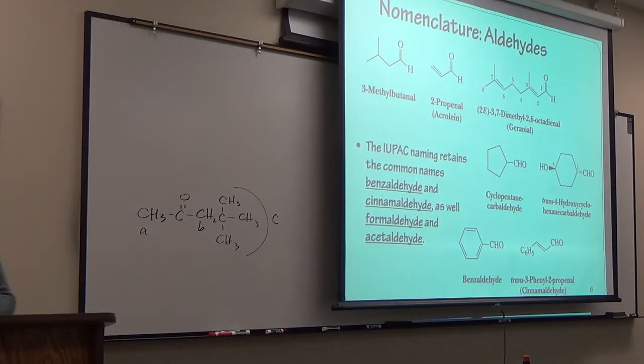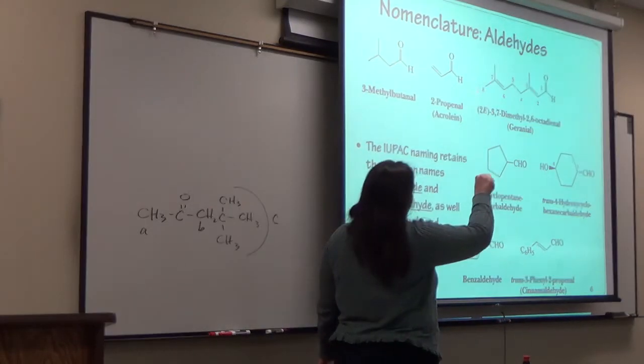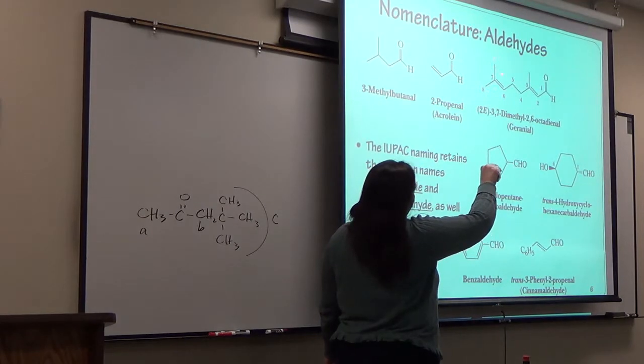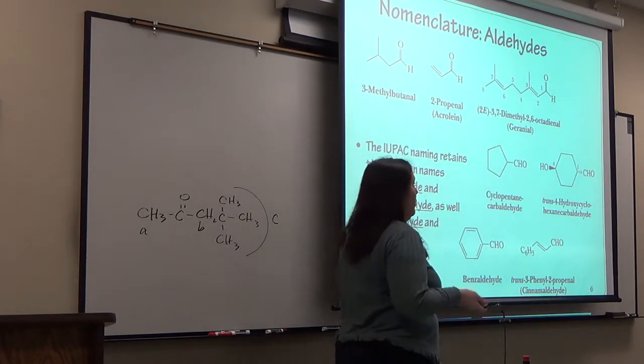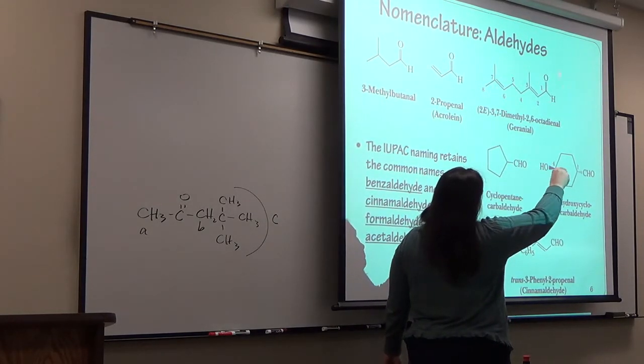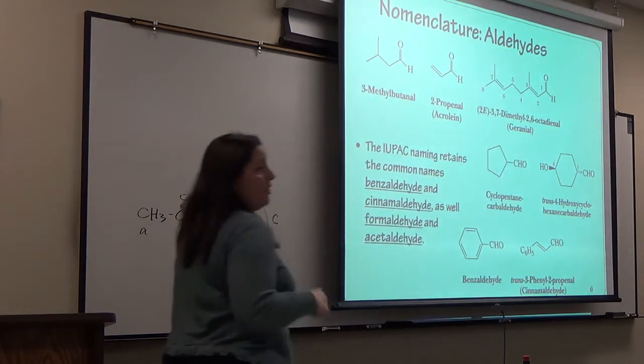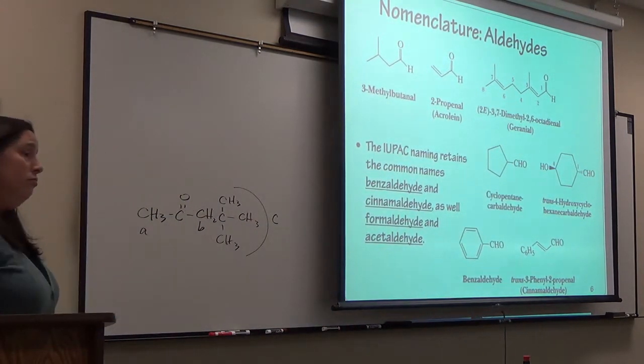Why are these on opposite sides? Oh, okay. Yeah, so this one can't be E or Z because these two are the same. So we can't tell which one, we can't tell them apart, so we can't do it. But this one you have the larger group versus the larger group on opposite sides. So that's E. If they were on the same side, they would be Z.